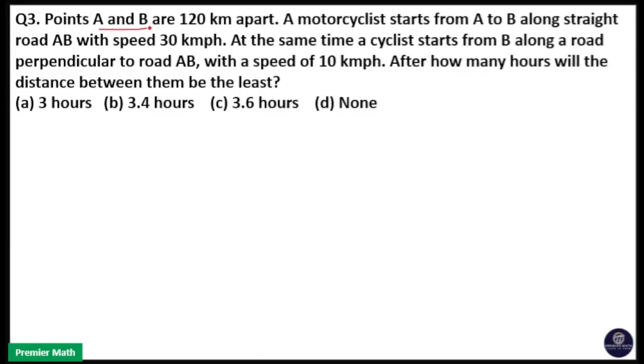Points A and B are 120 km apart. A motorcyclist starts from A to B along a straight road AB with a speed of 30 km per hour. At the same time, a cyclist starts from B along a road perpendicular to road AB with a speed of 10 km per hour. After how many hours will the distance between them be the least? Here we have to find the time corresponding to the least distance between these two.